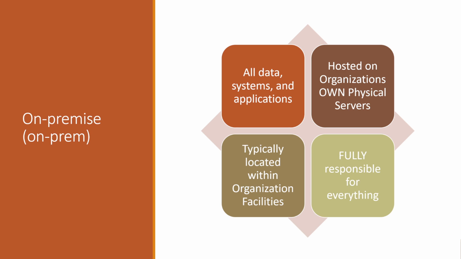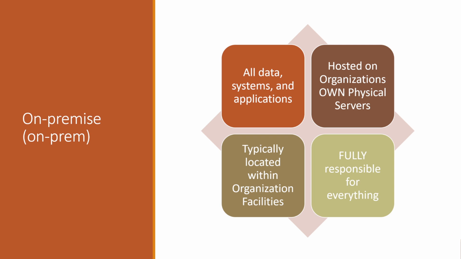All right, first thing I want to talk about is on-prem. The difference between an on-prem versus a cloud infrastructure basically is what we're headed for here. On-prem is talking about all data, systems, and applications being hosted within our own physical systems. They're going to be within our own facilities and in our own data centers. In other words, we are fully responsible for everything, including physical security, hardware, software, networks, everything.